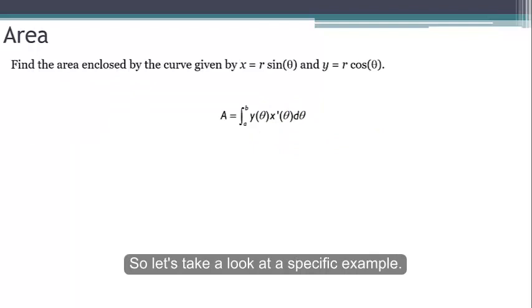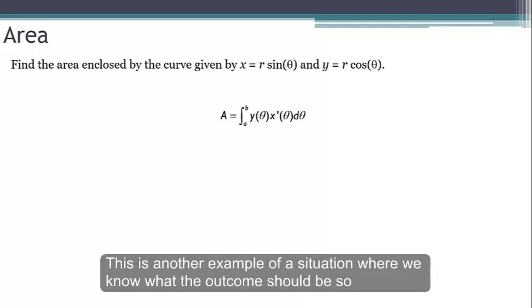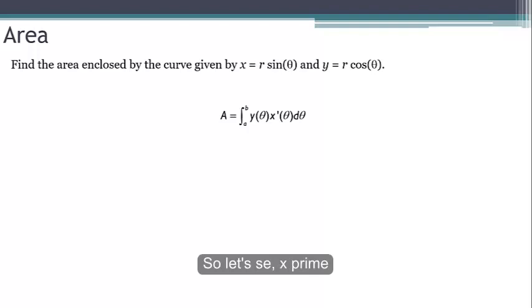So let's take a look at a specific example here. First, take a look at the equations. Now, we've seen these before, right? They're the parametric equations of a circle whose radius is r. So this is another example of a situation where we know what the outcome should be, so we can use this as a way to test out our new formula. All right, so let's see. x prime of theta is r cosine theta.